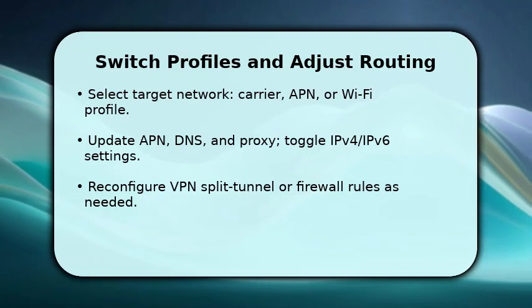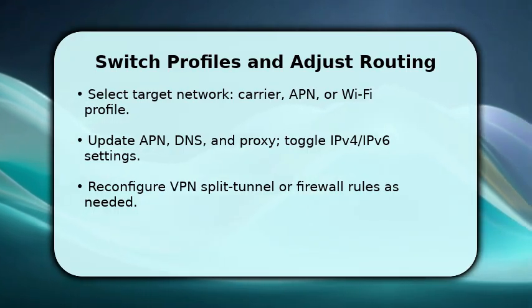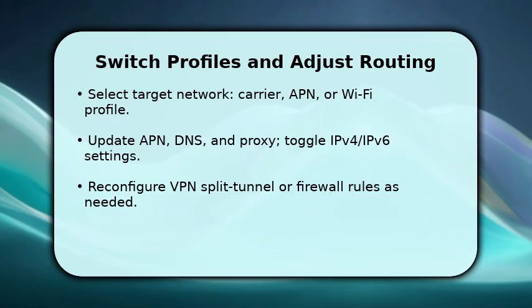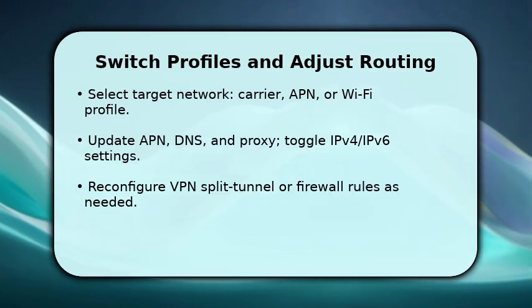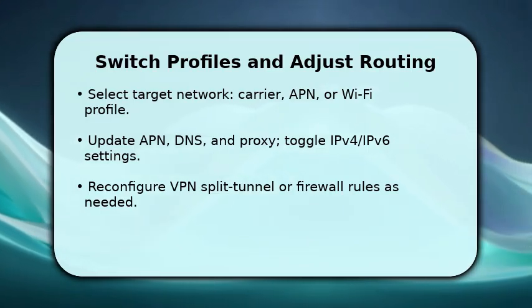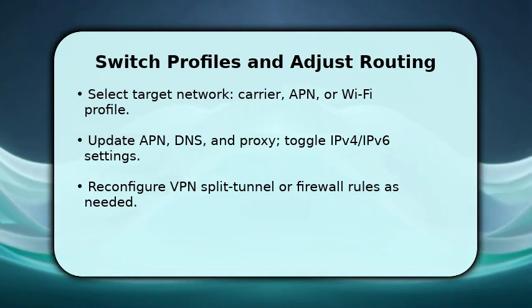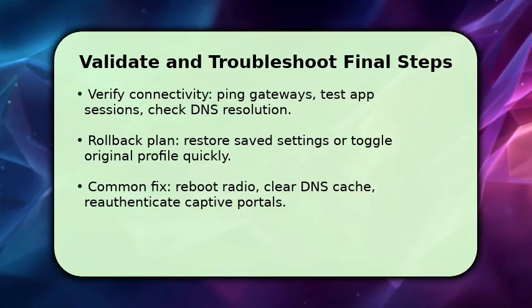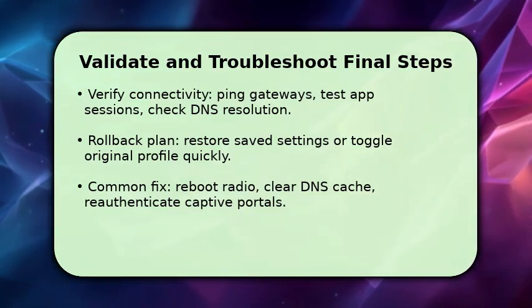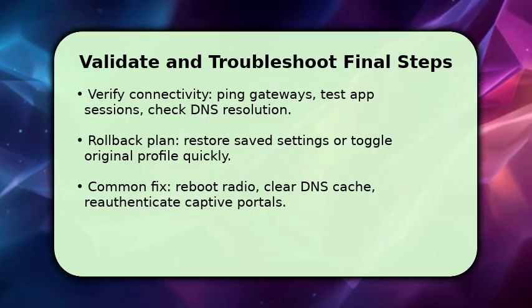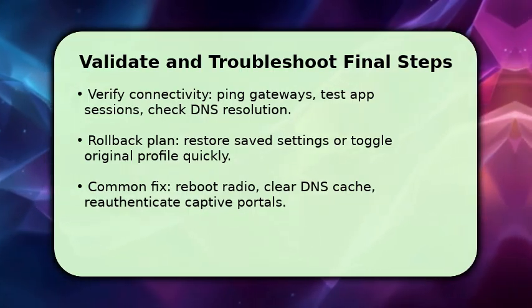Also toggle IPv4 versus IPv6 according to compatibility, since mismatch can break services. Once routing is adjusted, restart the radio or reconnect to the SSID, so the device negotiates fresh addresses and routes. You finish by validating connectivity. Ping the gateway, load critical apps, and confirm DNS resolves needed hosts. This shows the change worked.